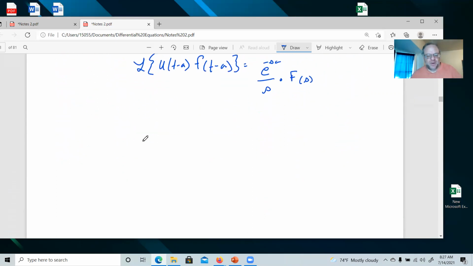So let's pick an easy one that we can integrate. How about we do a Laplace transform of u(t minus 3), and let's just pick a polynomial here. Let's pick t minus 3 squared.